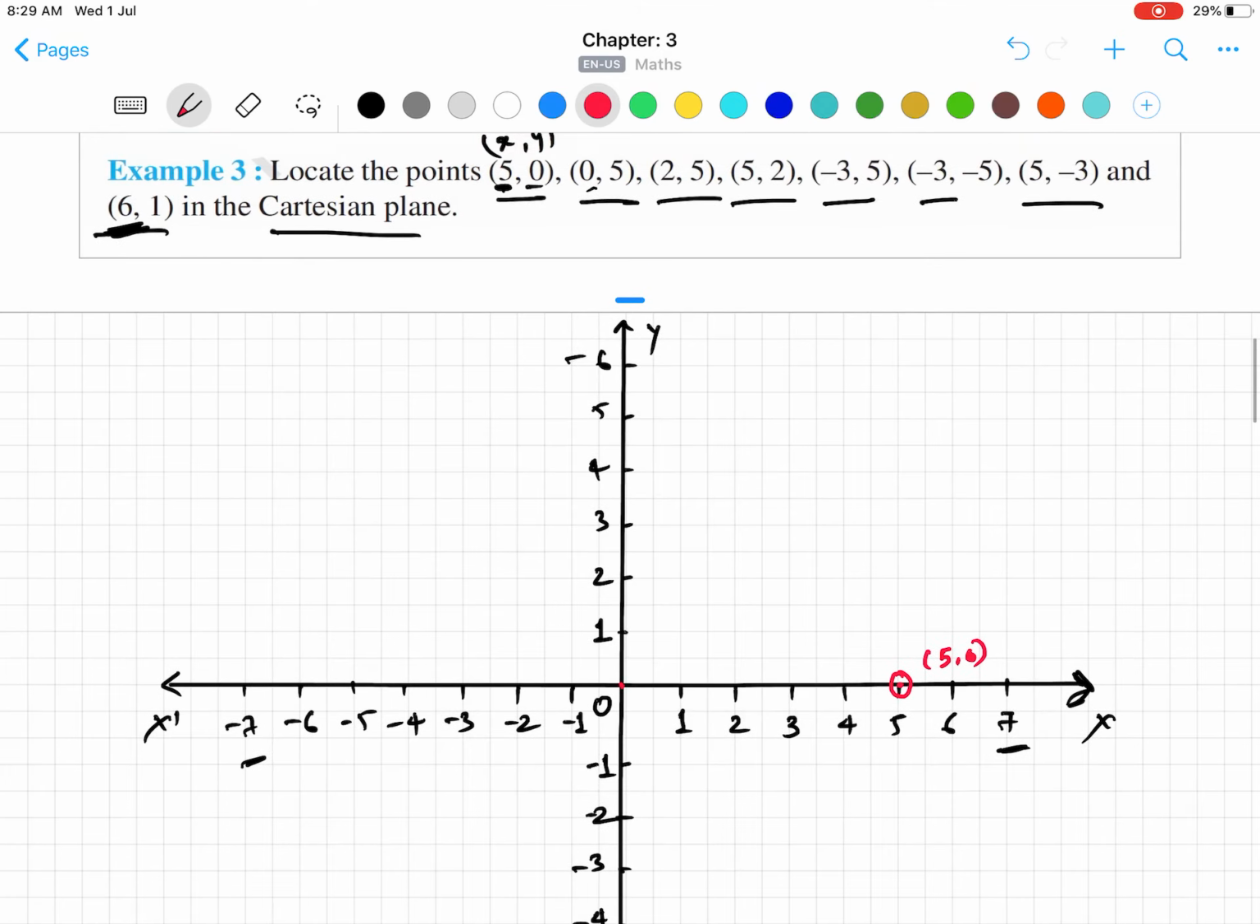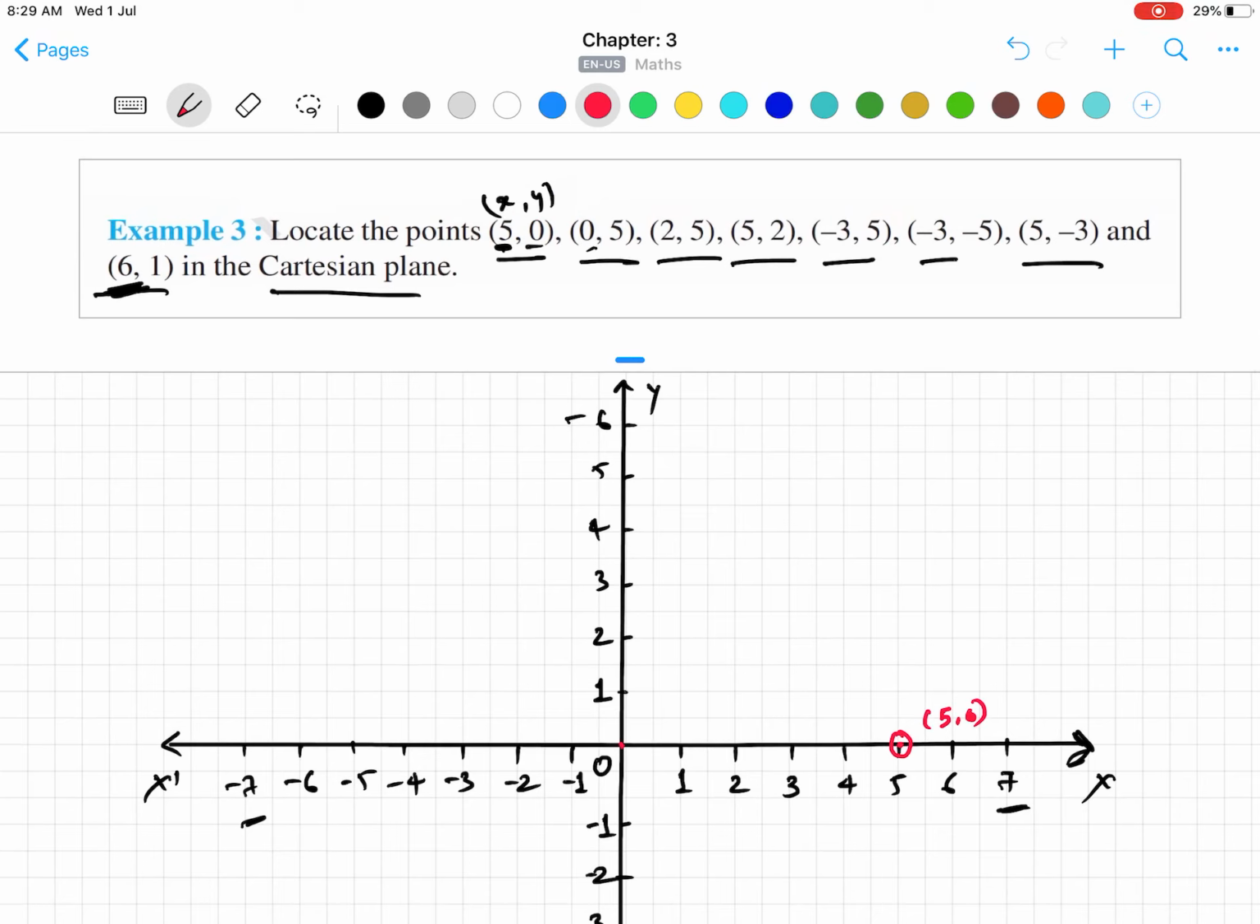Okay, next point is 0 5. Now the x is 0 and y is 5, that means we'll start from the origin. Since x is 0, so we'll stay here. Then y is 5, so we'll move in the positive y direction of 5 places, that means that point is here. So we'll mark the circle around it and write its coordinate, which is 0 5.